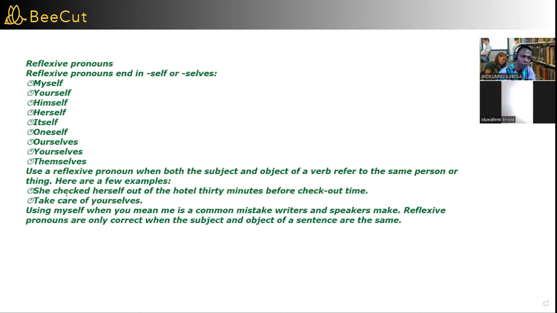So here are a few examples. She checked herself out of the hotel 30 minutes before checkout time. So the person that is the subject is still the object. You understand? Yes, sir. That's why herself, which is the reflexive pronoun, is showing forth there. Take care of yourselves. You know, this one you are referring to a lot of people. You are telling them to take care of themselves.